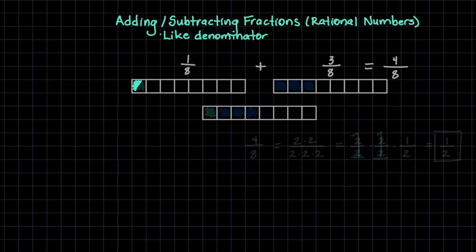I have something that's split into 8 equal parts, and I have one of them. I have something split into 8 equal parts, and I have 3 of them, and I want to combine those equal parts. So 1/8 and 3/8, and as we can see, we end up with 4/8.